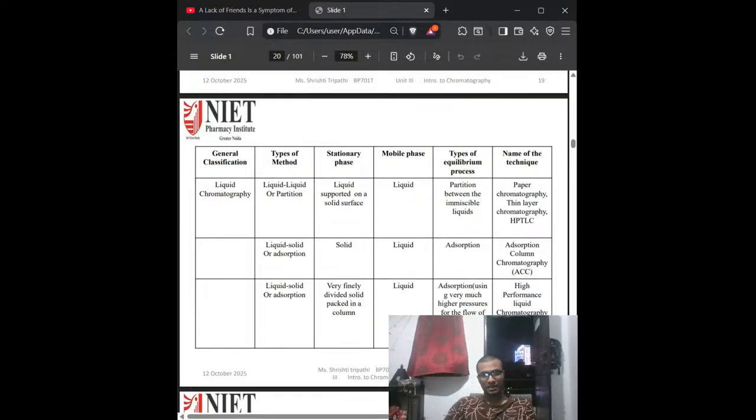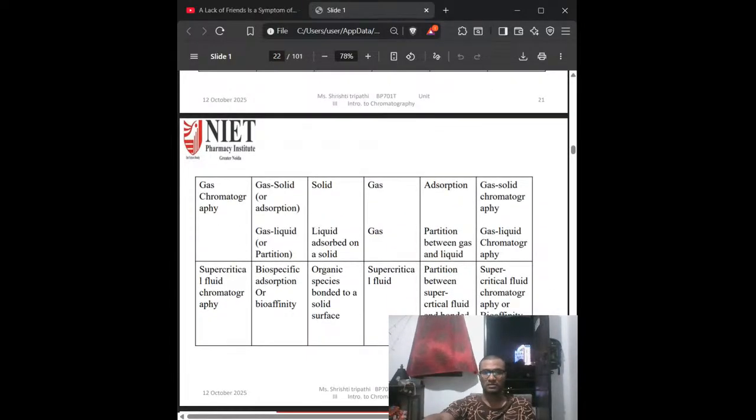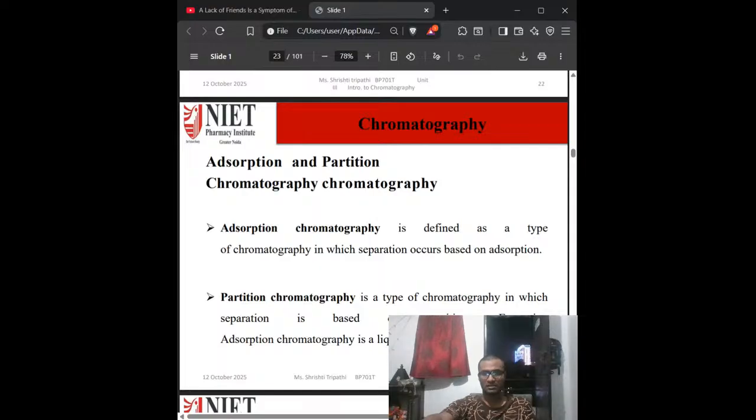Adsorption: very much higher pressure for the flow of mobile phase, paper chromatography, and high performance thin layer chromatography. Adsorption column chromatography, again high performance liquid chromatography. I would like to better read it on further slides. Oh my god. Okay, let's study one by one: adsorption and partition chromatography.